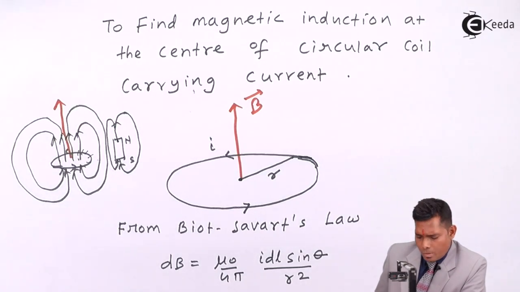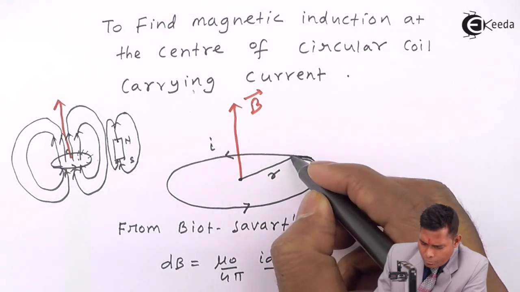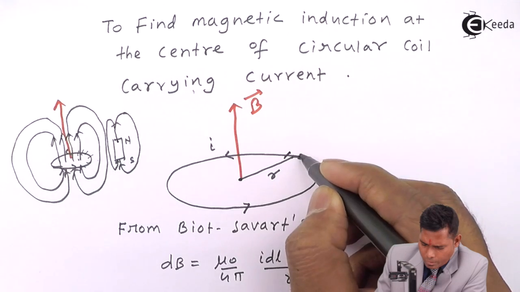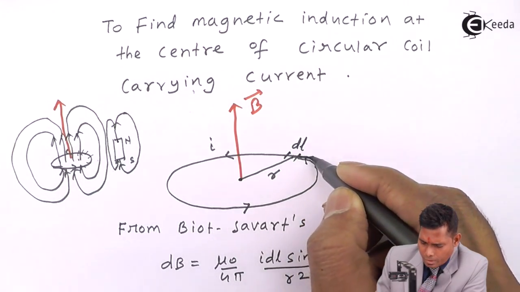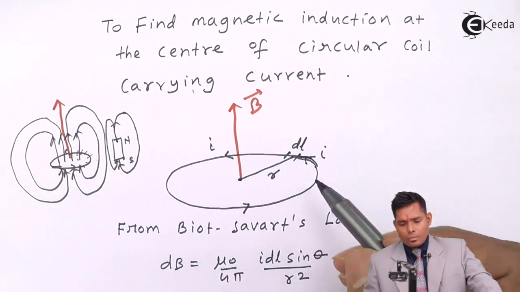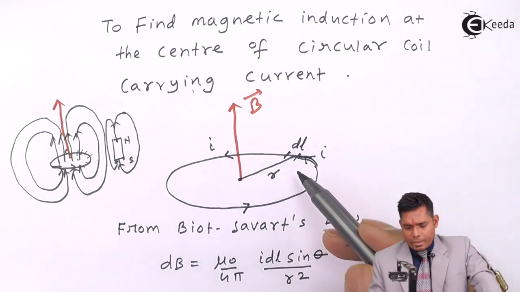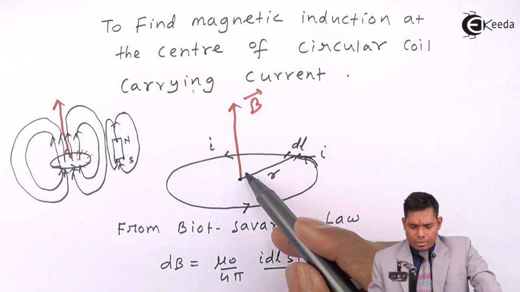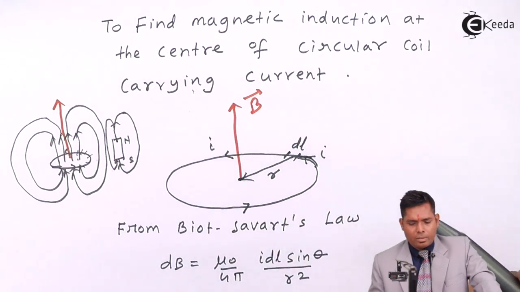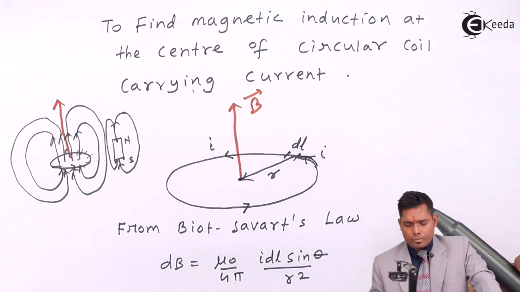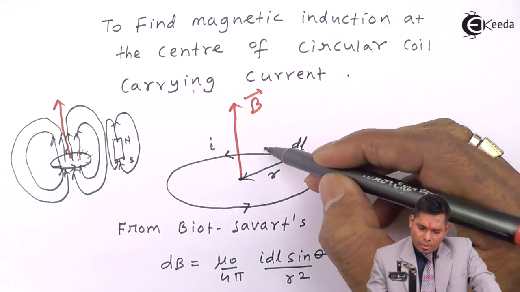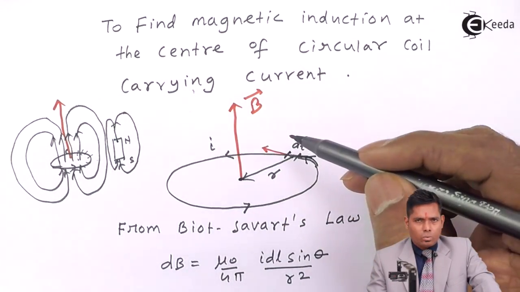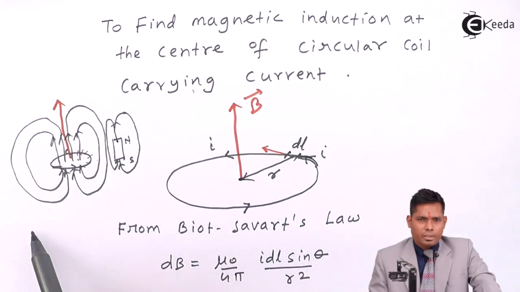Then I: this is written for a small element of length dl. This length is dl, and the current flowing is I. So Idl is a vector, and r is also a vector. This is the point where I have to find the magnetic field. This Idl is like this; it is tangent to the shape of the conductor at any instant.